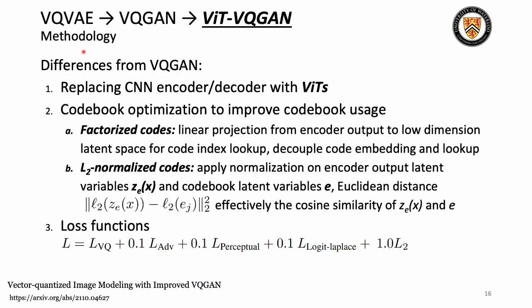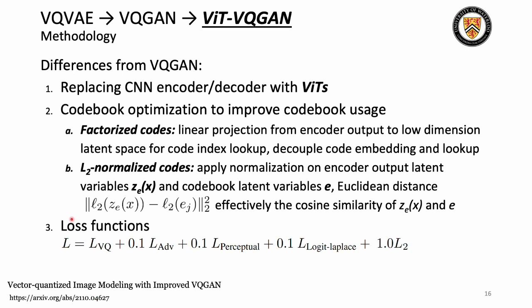Next, ViT-VQGAN further improves upon VQGAN with the following modifications. First, it replaces both the CNN encoder and decoder with ViTs. Then it also introduces codebook optimization to improve codebook usage. First, it uses factorized codes, which applies a linear projection from encoder output to a low-dimensional latent space for code index lookup. This decouples code embedding and lookup. Second, it applies L2 normalization on the encoder output latent variables z_e(x) and codebook latent variables e. So the resulting Euclidean distance is effectively the cosine similarity of z_e(x) and e.